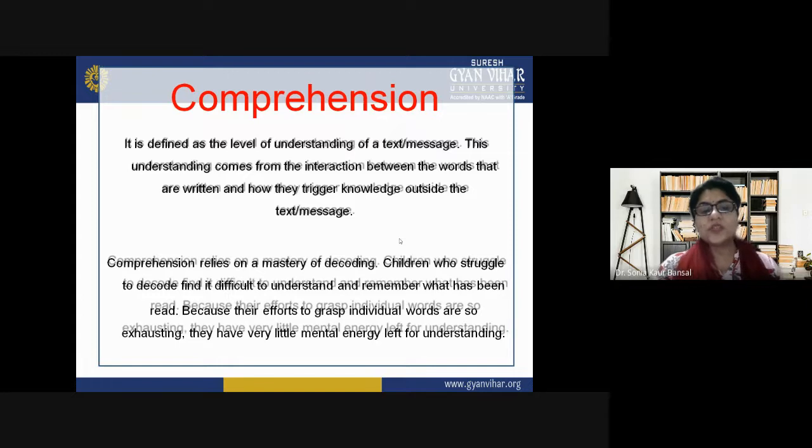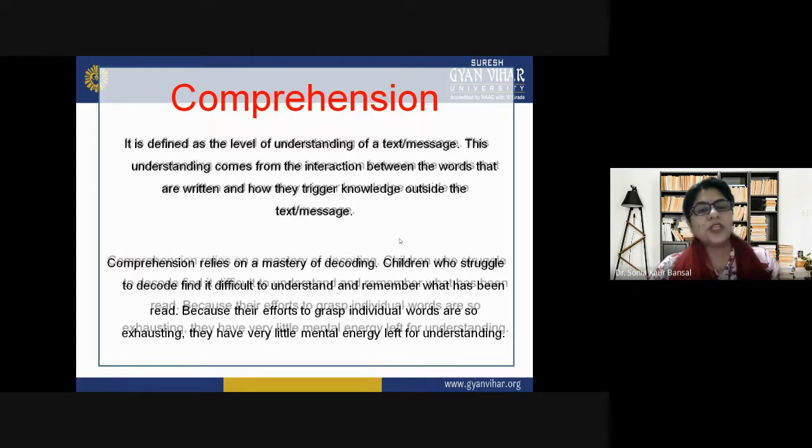Children who struggle to decode find it difficult to understand and remember what has been read, because their efforts to grasp individual words are so exhausting. They have very little mental energy left for understanding. So this is how comprehension is done.